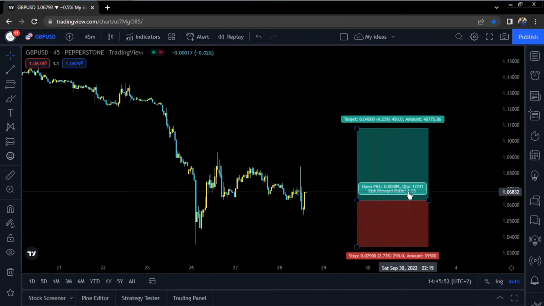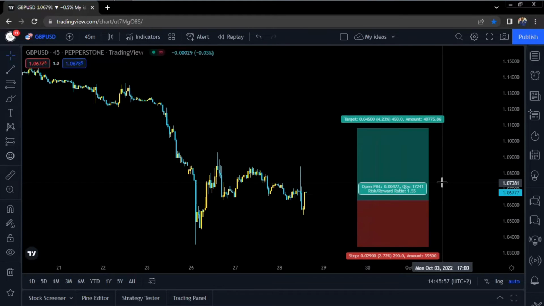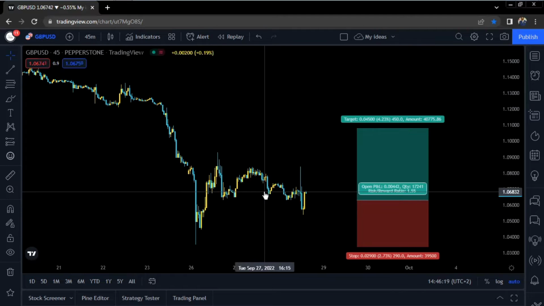So my reward to risk ratio is 1.55. In essence, in dollars, that means for every $1 that I risk, I stand to make $1.55. So it's just a little greater than 1 to 1. But in most cases, what you want is a reward to risk ratio of at least 2 to 1. So for every $1 that you risk, you stand to make $2 US.